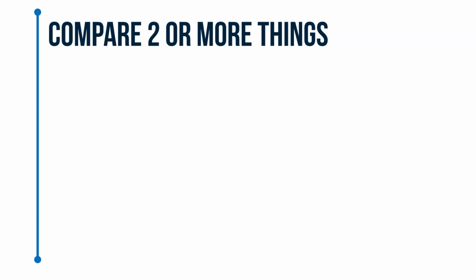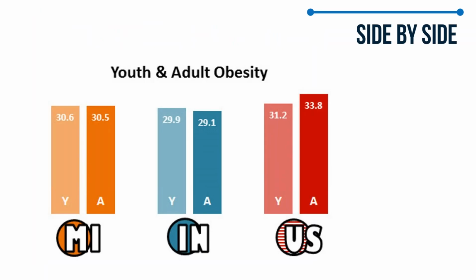So let's just walk through a couple of options here. Let's talk about comparing two or more things. Probably the most common way that we show this is the side-by-side or clustered bar chart or column chart. And sure, it's fine. We are really good at interpreting the length of things. This is totally going to work when we're just comparing two things, like youth and adult.